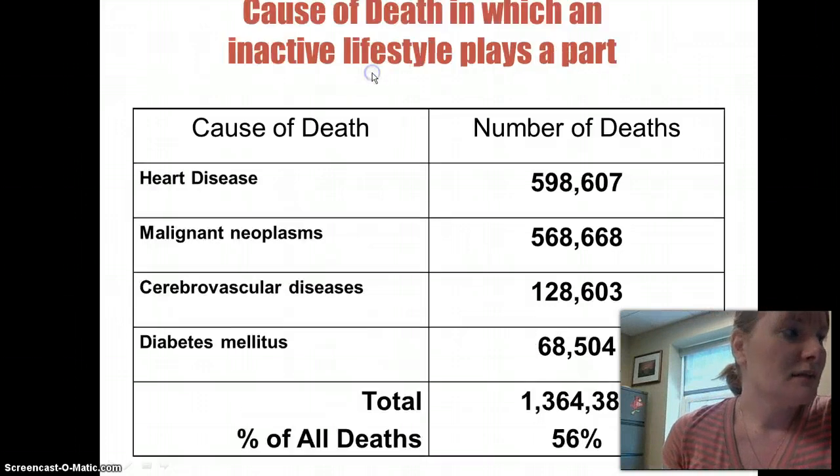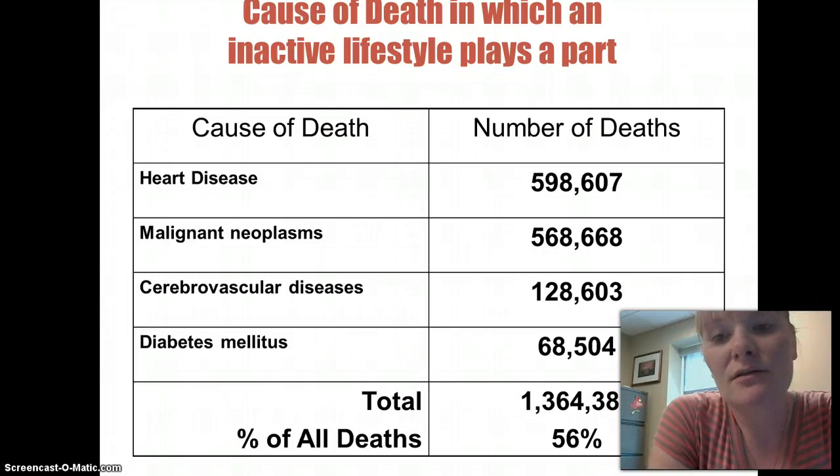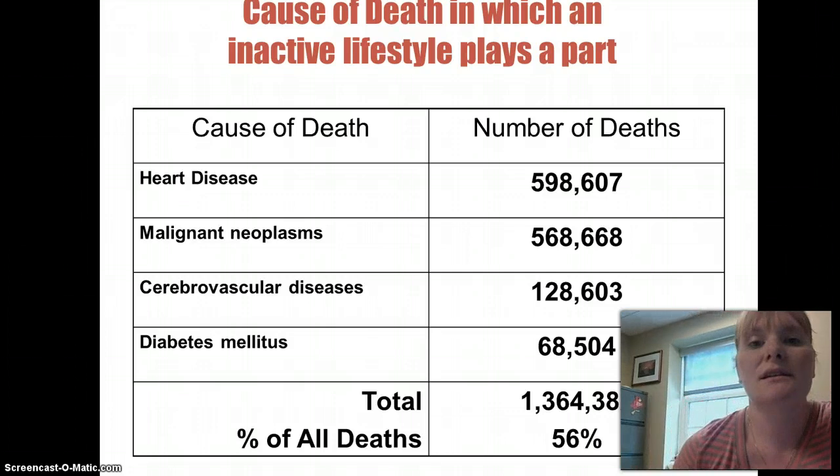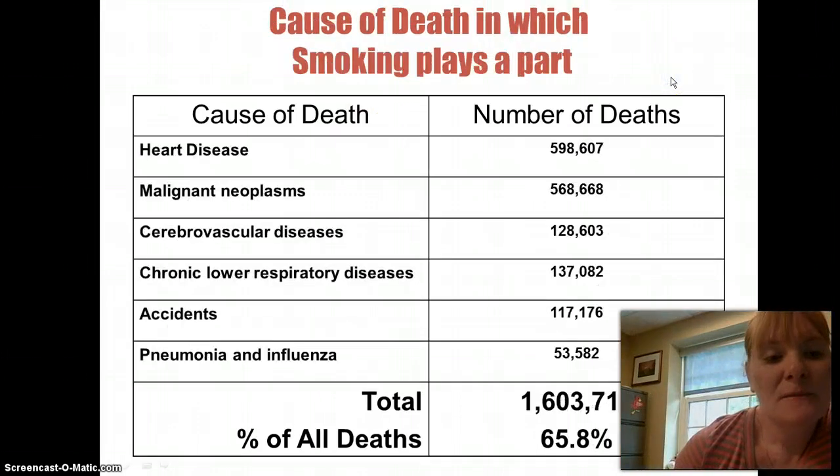This next slide shows us the causes of death where inactive lifestyle or poor physical activity plays a part. Again, heart disease is the number one, followed by cancer, cerebrovascular diseases, and then diabetes. The next one shows smoking. Again, heart disease is going to be on top, as well as the malignant neoplasms, which is cancers, cerebrovascular disease, chronic lower respiratory diseases, accidents, or pneumonia.